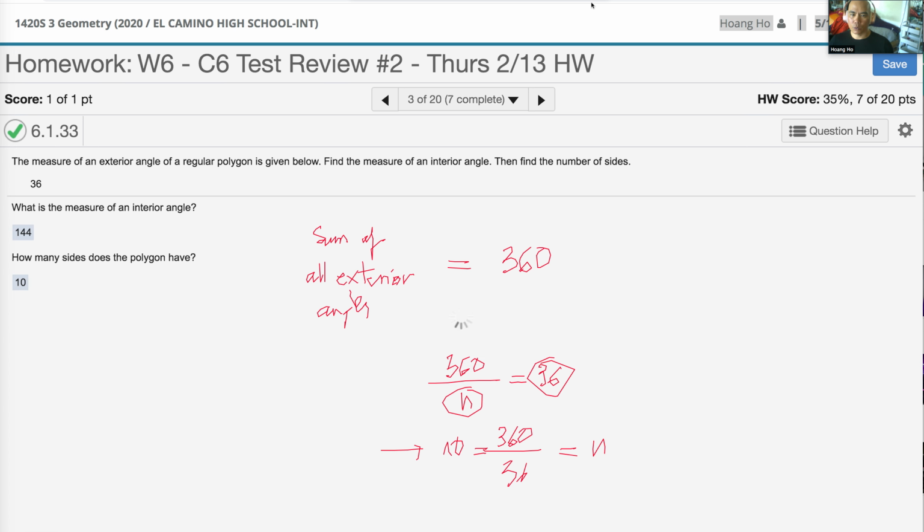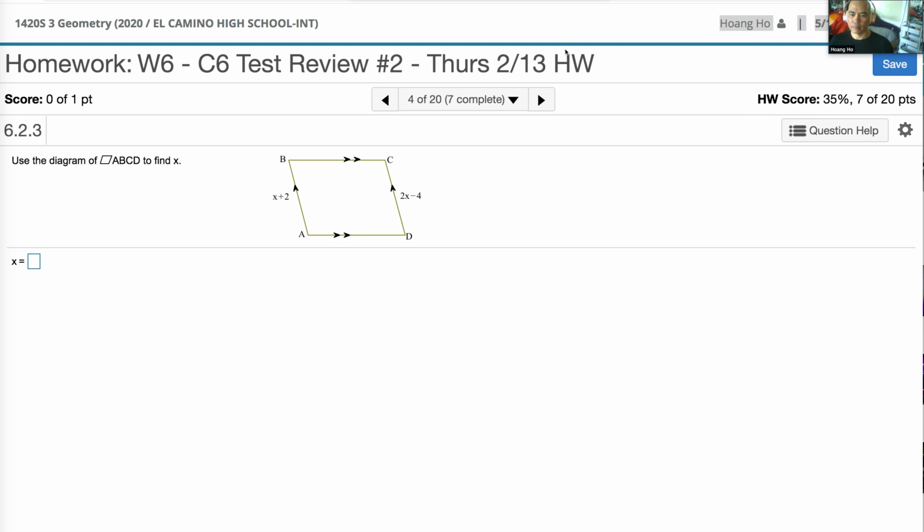All right, next question. In this diagram, they don't give you the name, but look at the information. Look at the diagram right here. You see the opposite sides parallel, two arrows, and the opposite sides over here, they are also parallel. So it has to be a parallelogram. So, parallelogram.